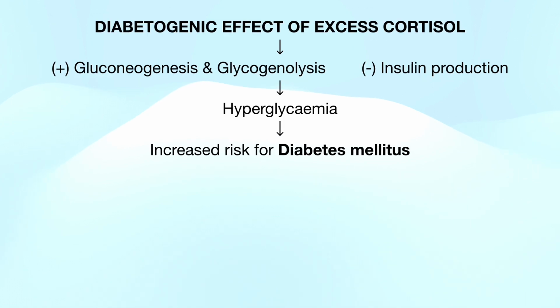Another effect of raised cortisol in the body is it stimulates gluconeogenesis and glycogenolysis, but there is inhibition of insulin production. All these together causes raised glucose levels in the body. This leads to increased risk for diabetes mellitus. This is diabetogenic effect of excess cortisol.